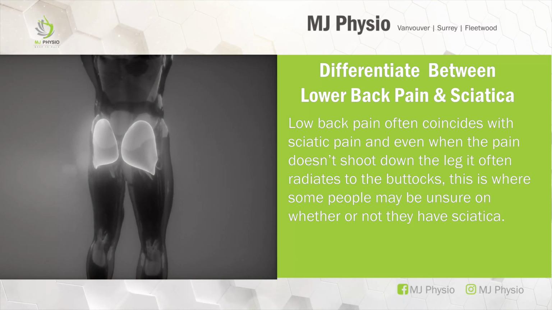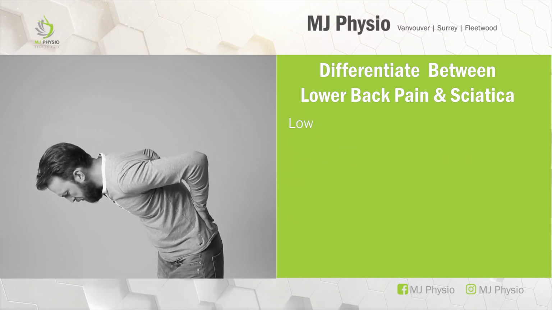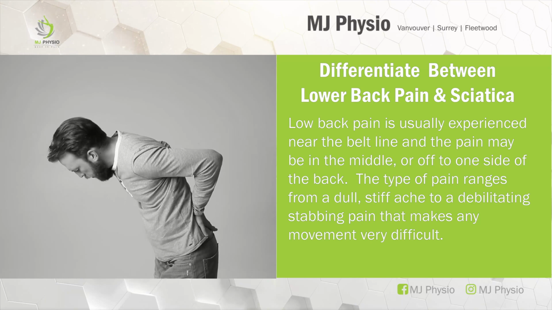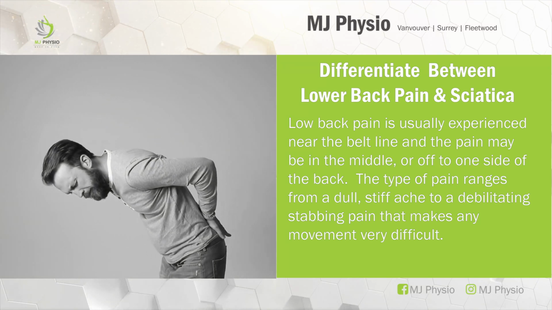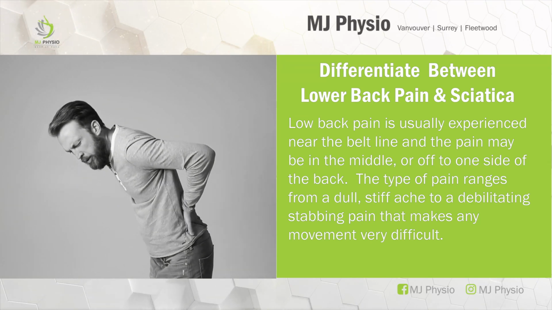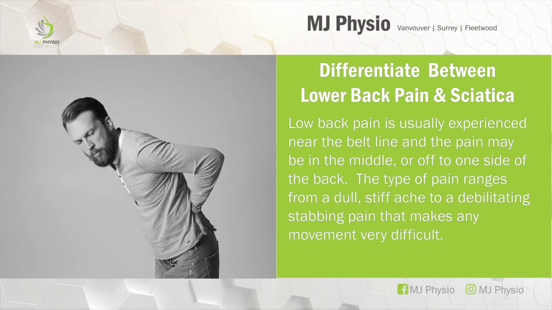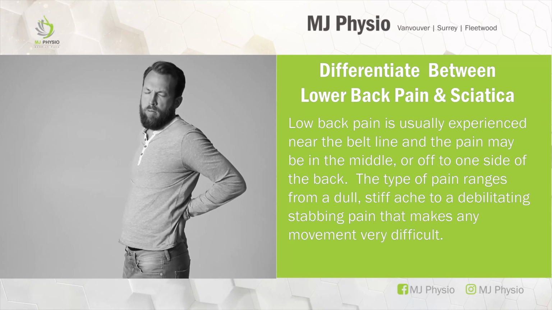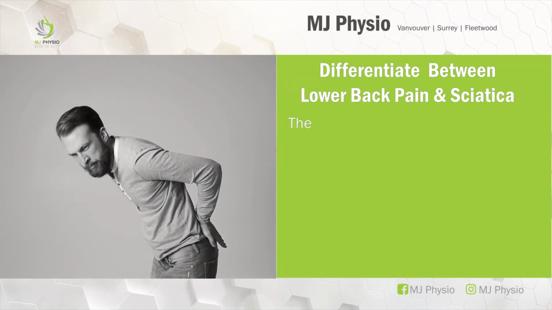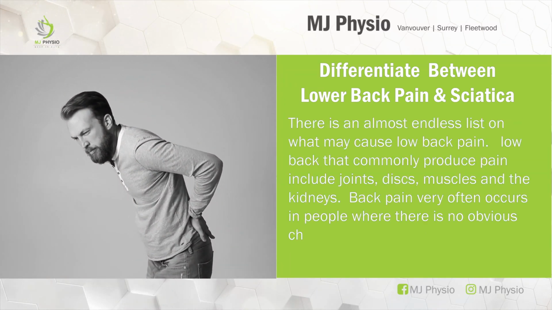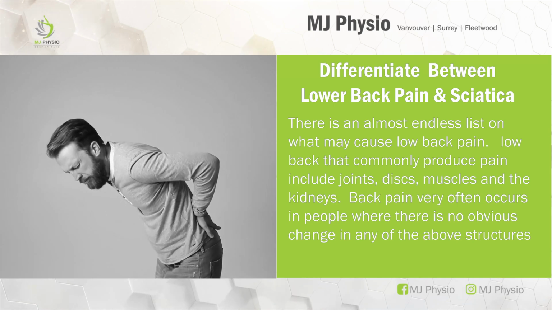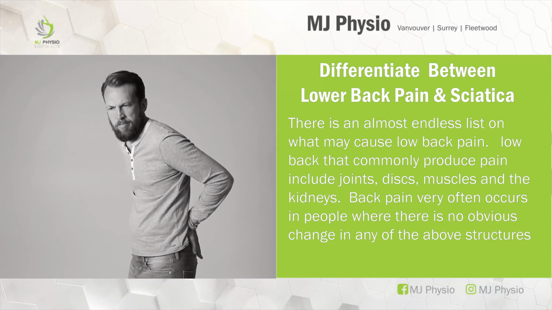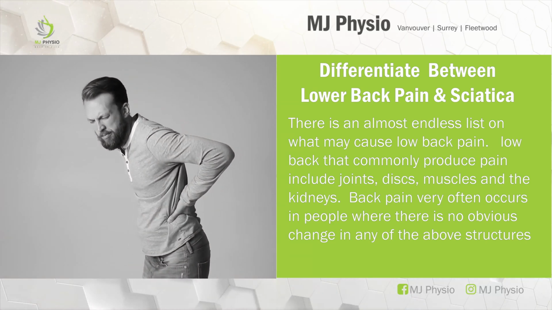or sciatica. Lower back pain is usually experienced near the belt line, maybe in the middle or on one side of the back. The type of pain ranges from a dull, stiff ache to a stabbing pain that makes any movement very difficult. There is almost an endless list of what may cause low back pain. The commonly affected structures include joints, discs, muscles and kidneys.